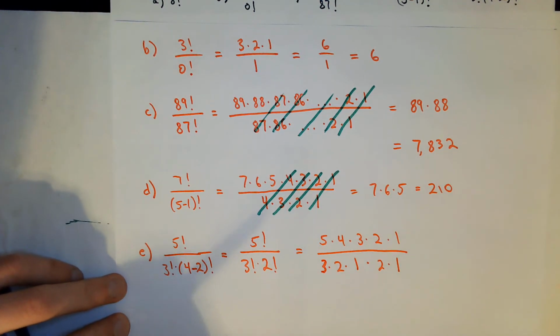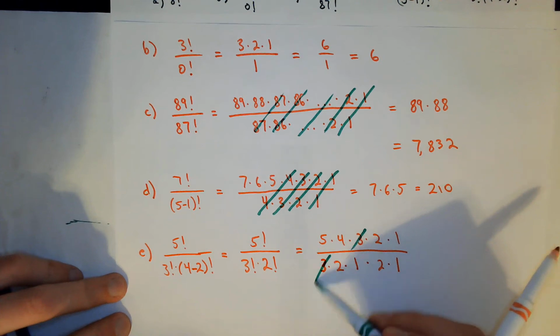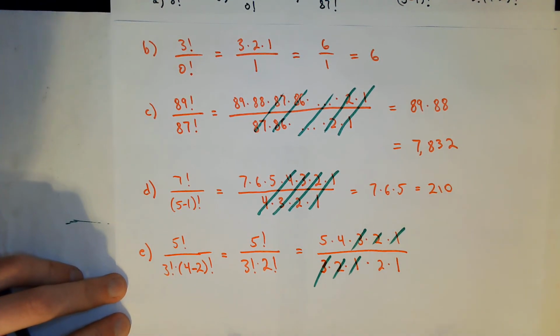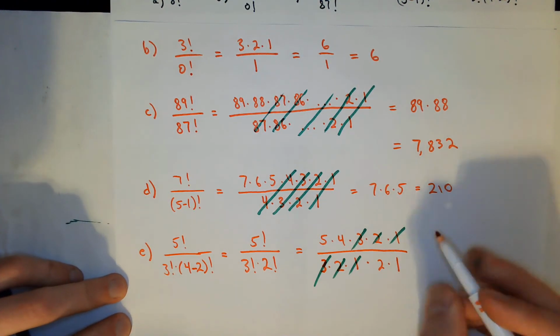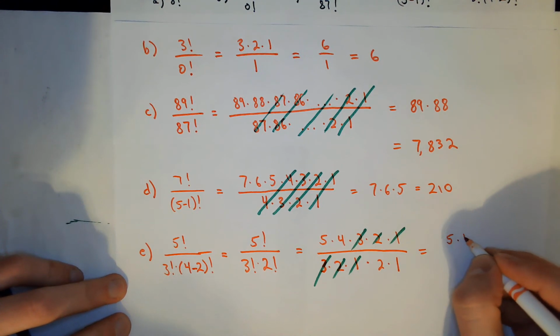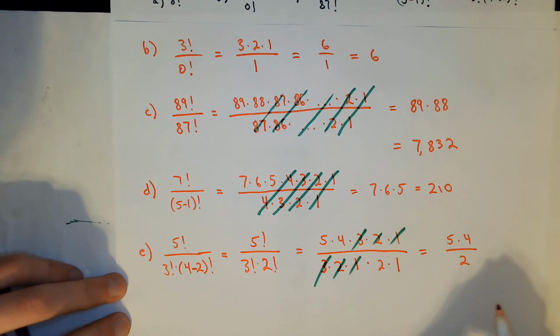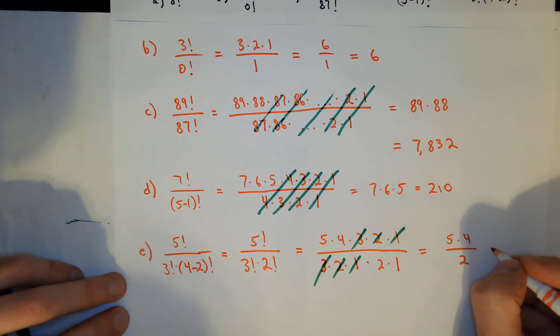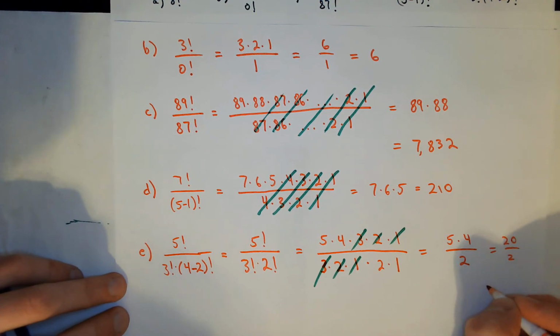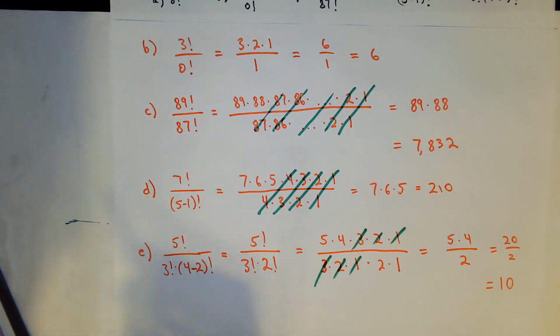Alright, so I see a bunch of canceling. I'm left with 5 times 4 over 2, because this times 1 is not hurting anybody, so I don't need it. And that's going to be 20 over 2, which of course is 10. Cool. Lots of nice fraction simplification happening with factorials.